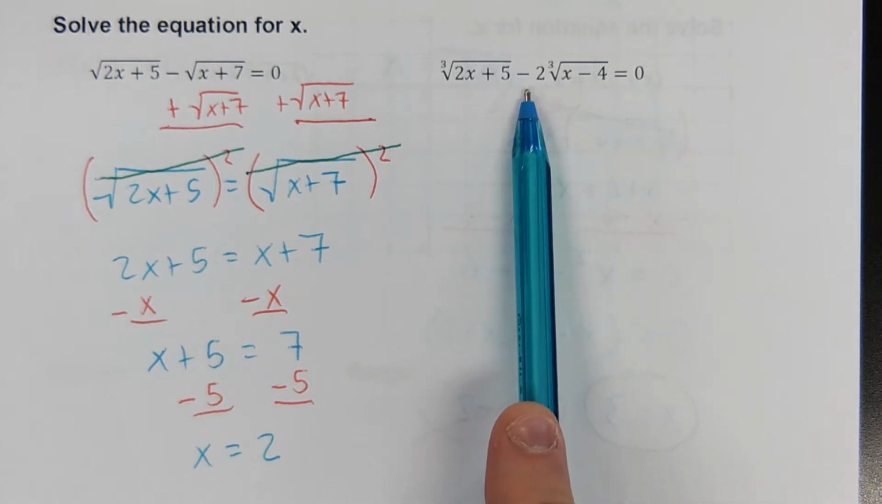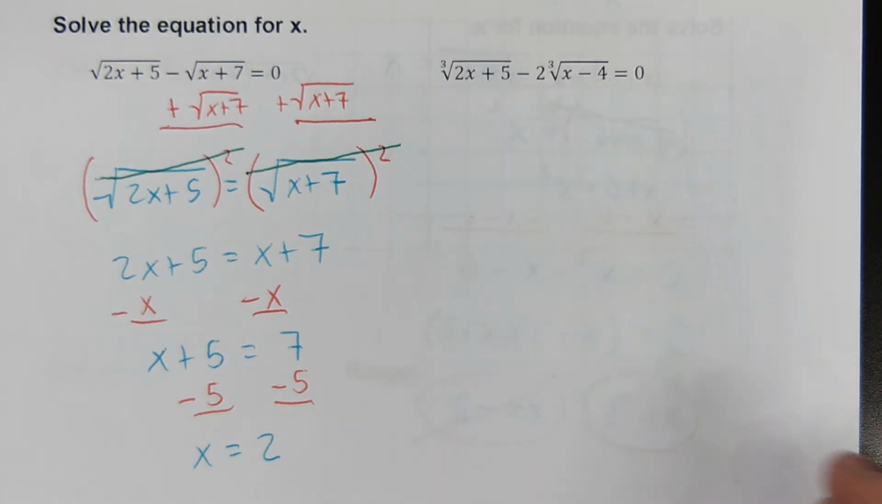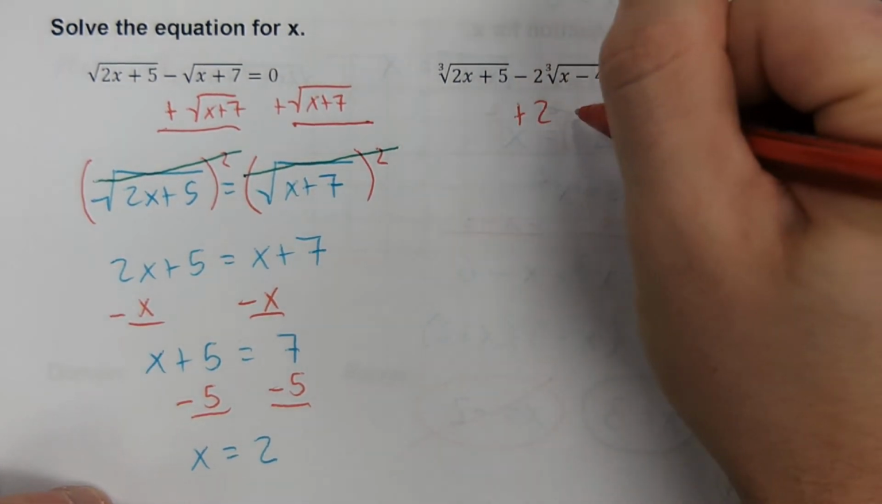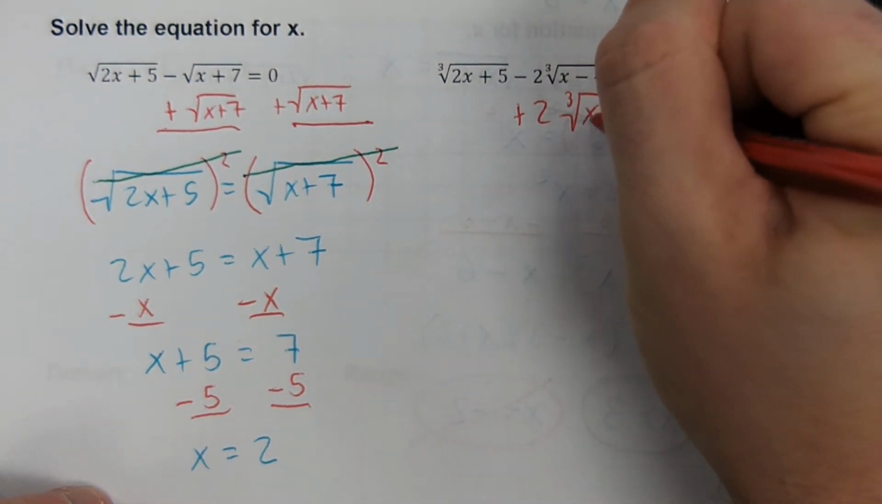So what do you think we're going to do here? Yeah, same exact attack. Get the radicals on opposite sides of the equal sign. So you're going to add 2 cube root of x minus 4 to both sides.